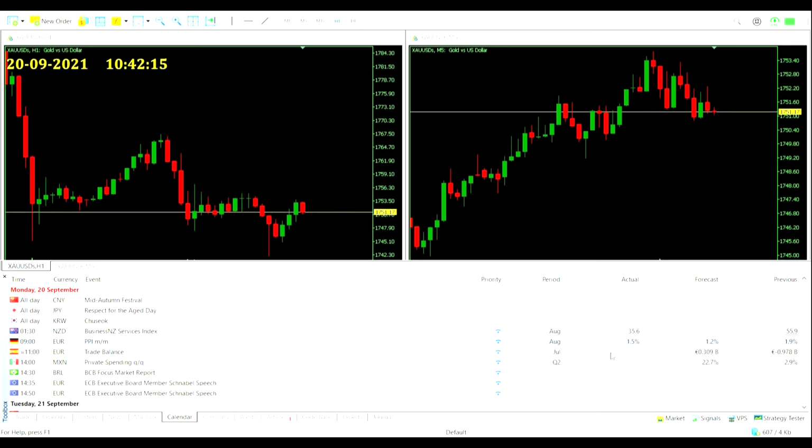Although if they were really keen to bring it down, obviously they would raise interest rates, so that option is always there. There's not really anything that's going to have much of an impact on us throughout the day. We've got 11 o'clock trade balance on the euro. That's going to do absolutely nothing. And then no numbers until 2 o'clock from Mexico. We've got private spending quarterly. Again, it's not going to shake gold even in the slightest. And then 2:30, that Brazilian central bank focused market report out weekly every Monday. And that's it for the actual numbers.